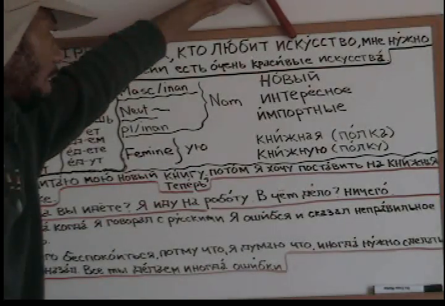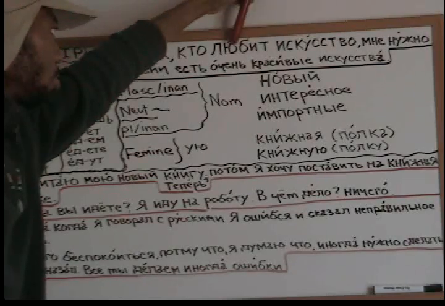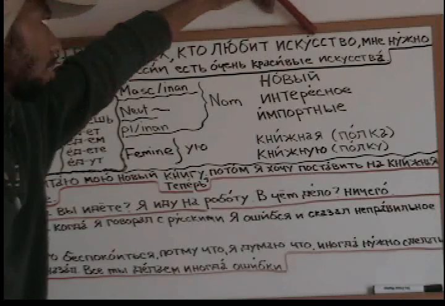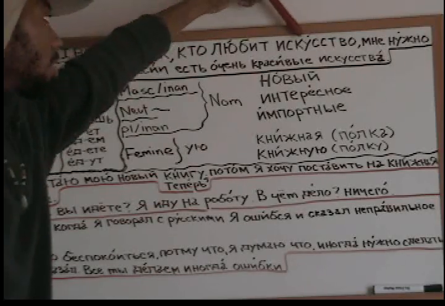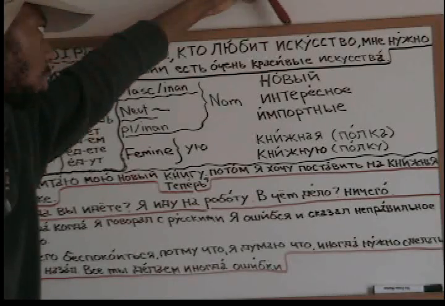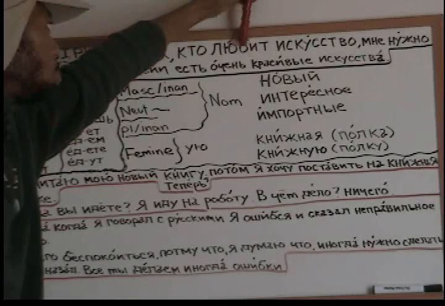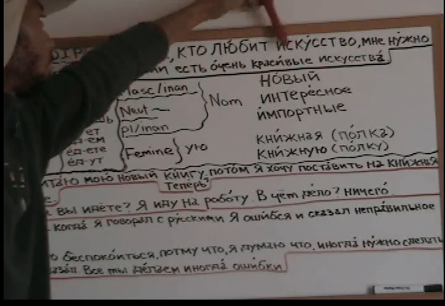This here won't change because it's inanimate, right? So любить искусство is in its normal form, nominative. It doesn't change. Now, for example, let's take a word that will change. Let's take Russia and say, like, those who love Russia. It will be любить Россию.